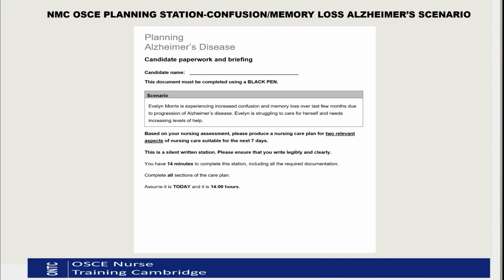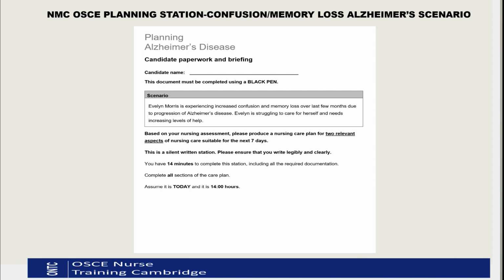Right, so we're talking about the planning station. Just to recap, it's a 14-minute station. You will be given a template as you can see on the screen now. Your template will tell you what your scenario is. It's the same scenario, the same patient you have met in assessment, so it's not anybody different. If you get the Alzheimer's scenario, then it's the same patient you met in the assessment station.